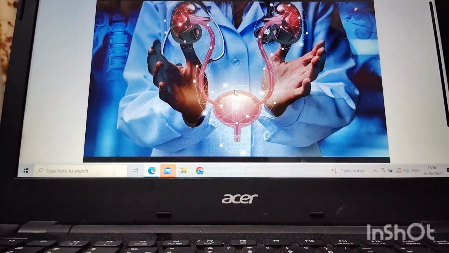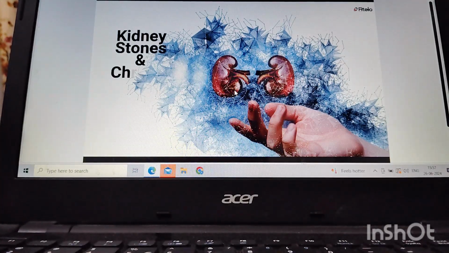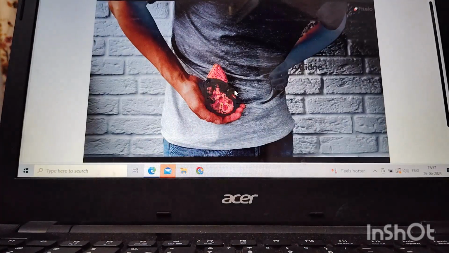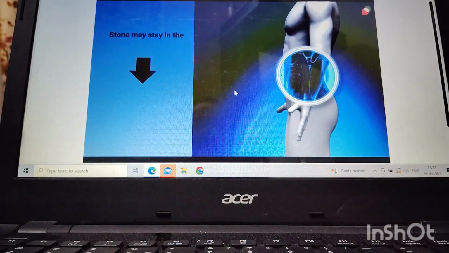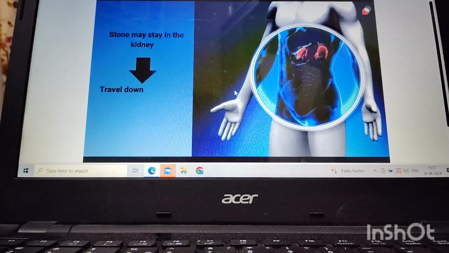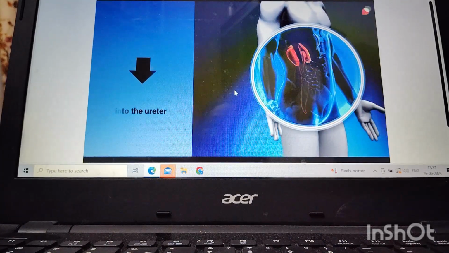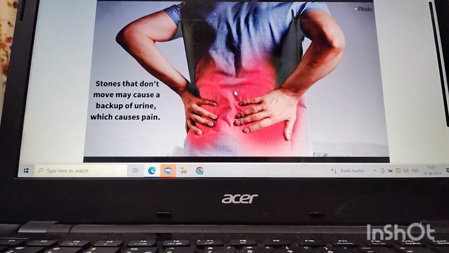Let's delve into another disease of the urinary system, that is kidney stones. In this video, we will cover kidney stones and chronic kidney disease. So first, start with kidney stones. A kidney stone is a hard object that is made from chemicals in the urine. After formation, the stone may stay in the kidney or travel down the urinary tract into the ureter. Stones that don't move may cause a backup of urine, which causes pain.